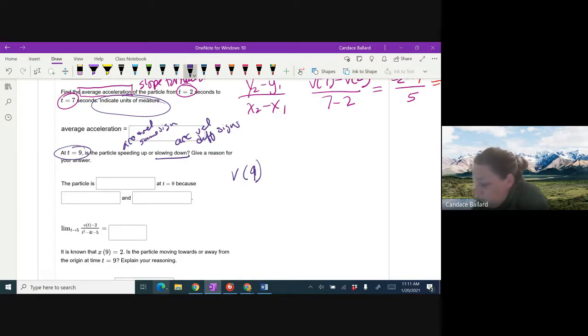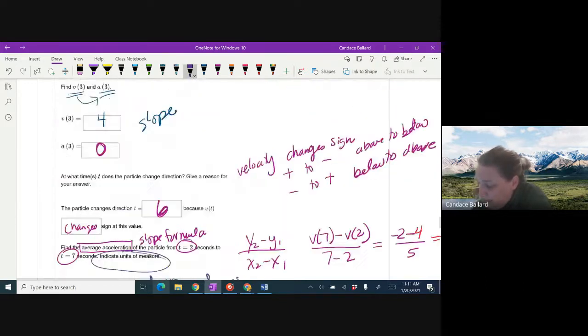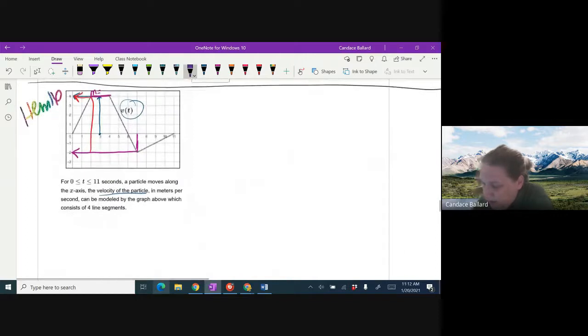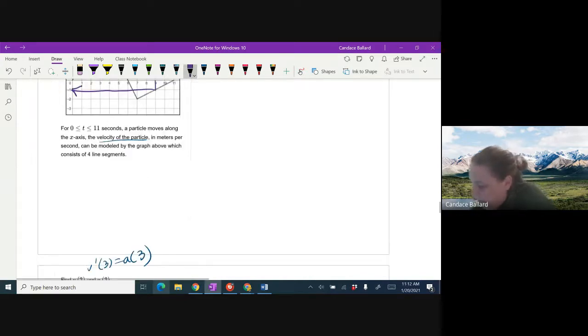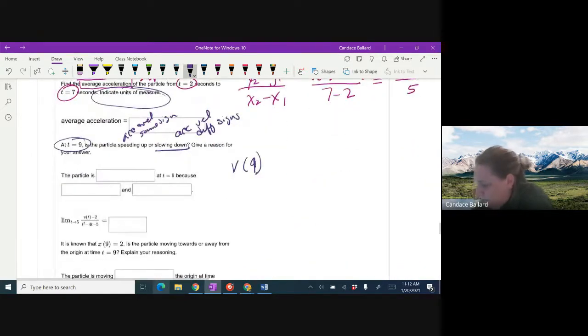All right. So I am looking at velocity specifically at 9. I'm going to erase a little bit on here because I've scribbled a whole bunch. Okay, so velocity at 9 means I just get to read the y value. Looks like it's a -1. So it equals -1, which is less than 0. It's negative, right?